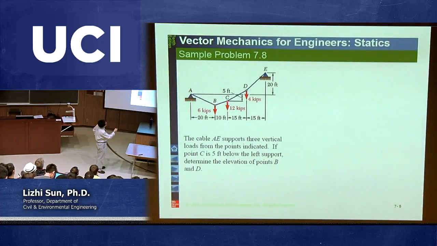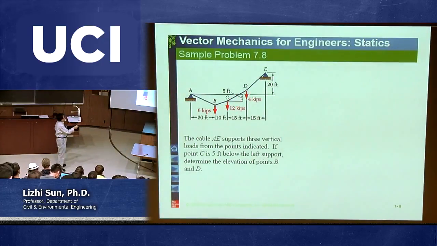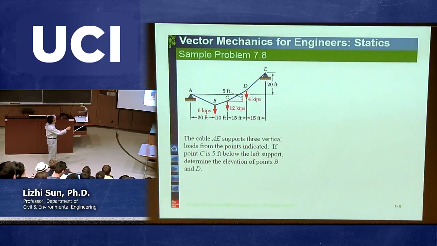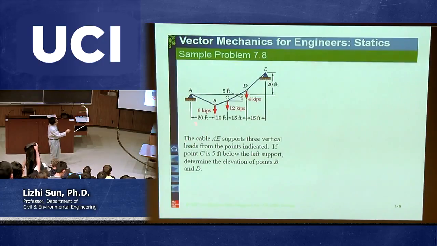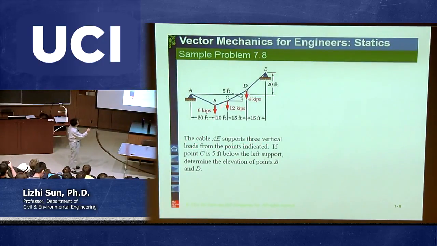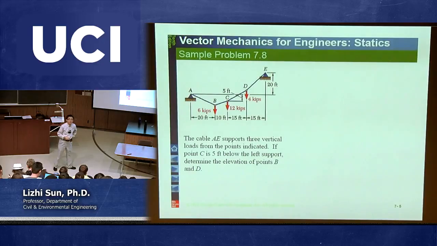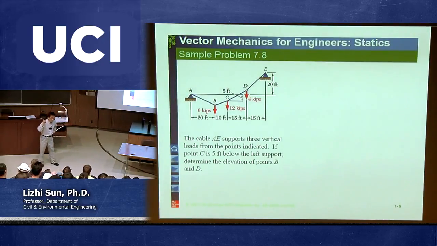In addition, there are 3 concentrated load forces. It's like a tram or cars located in different areas. Then we need to calculate the reactions. We need to calculate the cable forces. So cable AE, the whole thing, supports 3 vertical loads, 1, 2, 3, with a given 6 kips, 12 kips, and 4 kips. By the way, kip. 1 kip is what? It's 1,000 pounds.